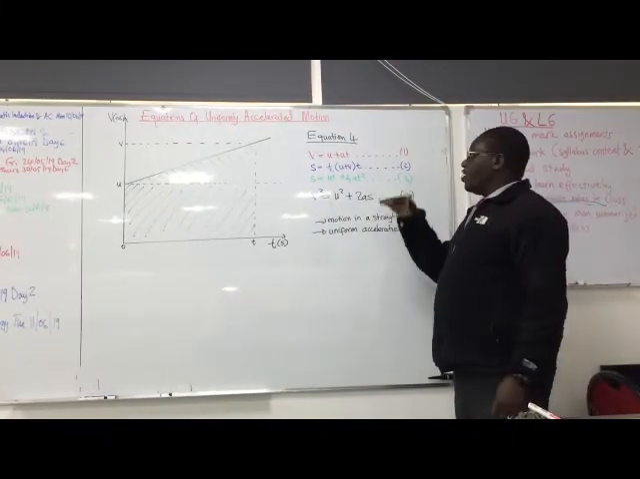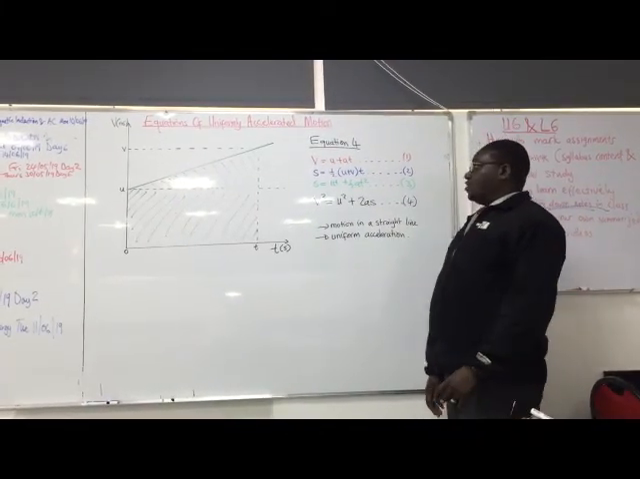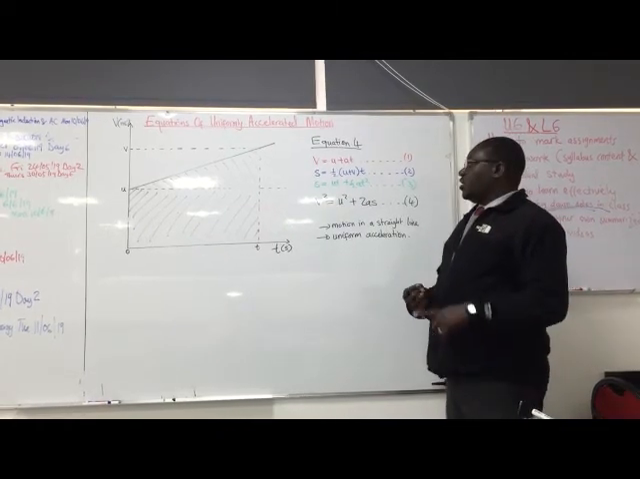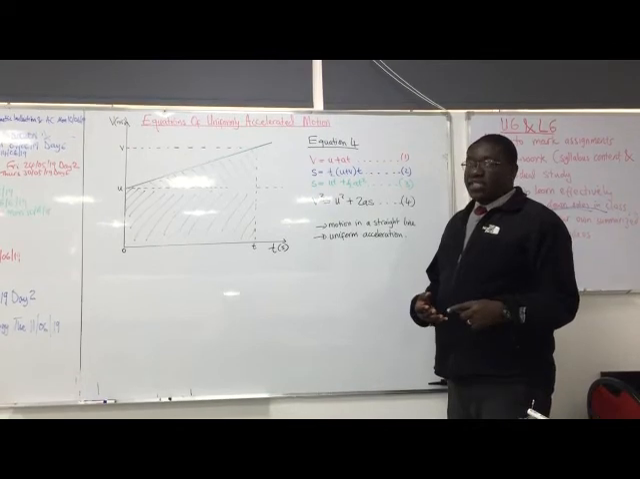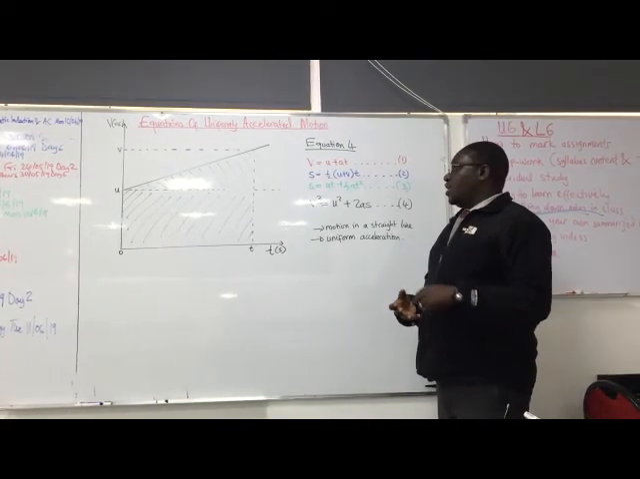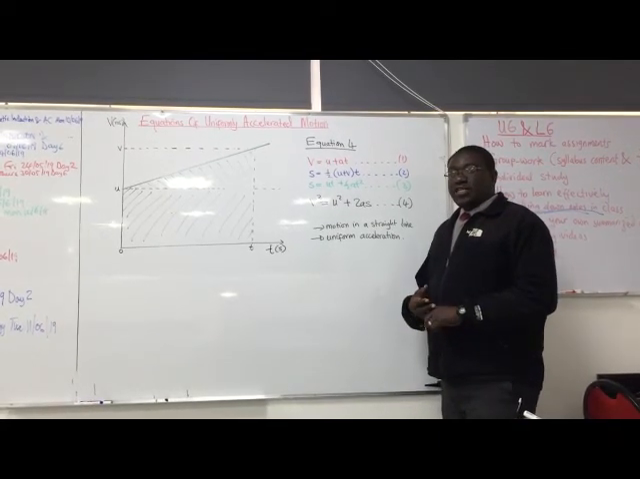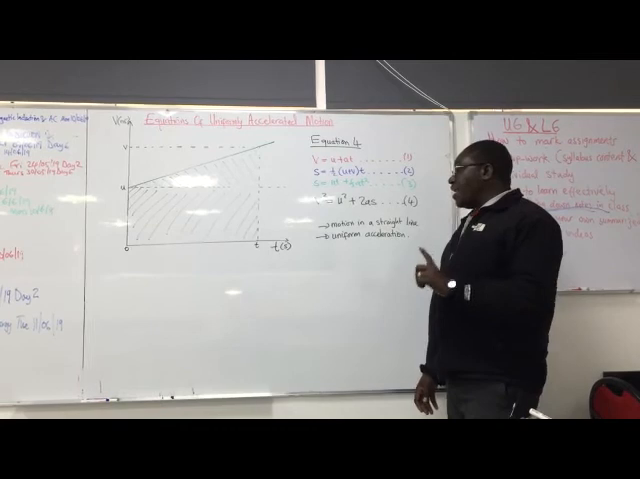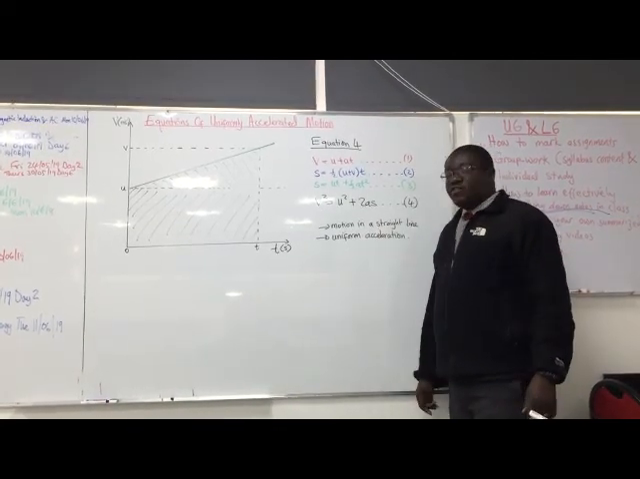Now these are the 4 equations of uniformly accelerated motion. The first one, v is equal to u plus at. Second one, s is equal to half bracket u plus v times t. The third one, s is equal to ut plus half at squared. And the fourth one, v squared is equal to u squared plus 2as. Please take note that these equations only apply for motion in a straight line and also with uniform acceleration.